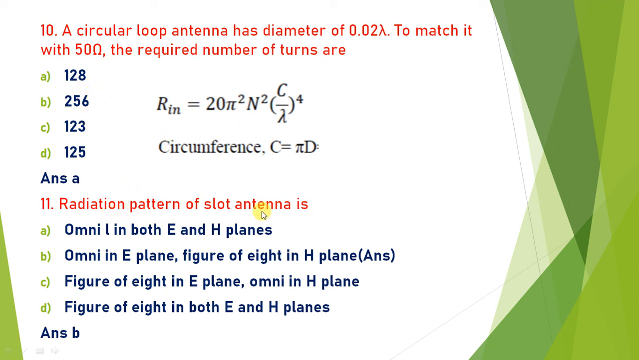Now, what is the radiation pattern of a slot antenna? What is the position of the E field and H field in both planes? Generally, a slot antenna is omnidirectional in the E plane. Omni means it is a circle. So it is a circle in the E plane, and a figure of 8, that means bidirectional, in the H plane. So the answer is B.